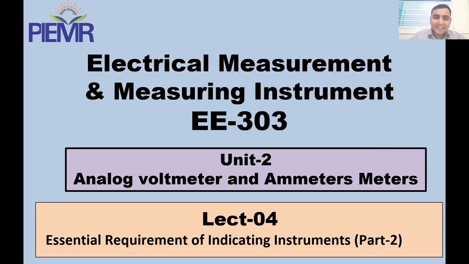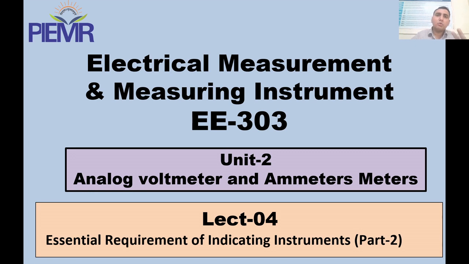Hello everyone, once again to this new lecture, a continuation of the essential requirements of an indicating instrument. In the previous part, we were talking about the controlling torque or controlling force, which allows the pointer to move back to its original position or zero position.